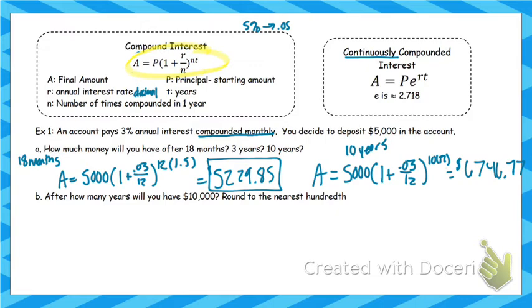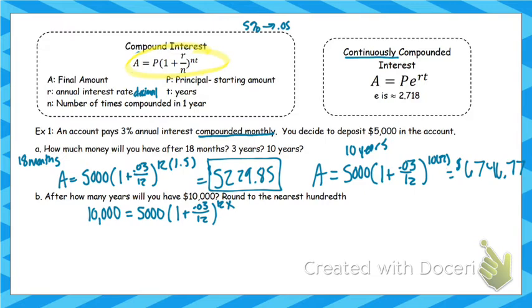All right, let's look at this next one. After how many years will you have $10,000? So this one's going to require a little bit of algebra. So we do know the A value now. Our A value is 10,000. Our starting amount is 5,000. I do still know the interest rate. I do still know how often it's compounded. What I don't know now is the time. So my variable is in the exponent. If your variable is in the exponent, then what you have is an exponential equation.